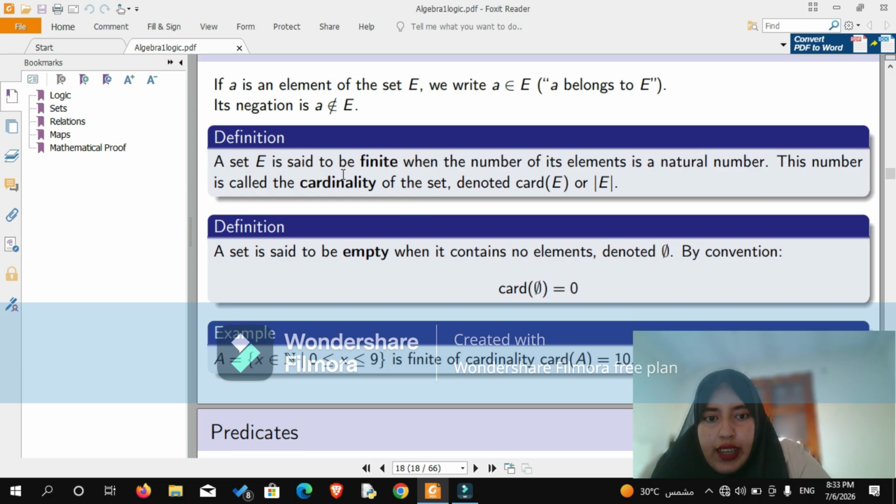A set E is said to be finite when the number of its elements is a natural number. This number is called the cardinality. So the cardinality is the number of elements in the set.